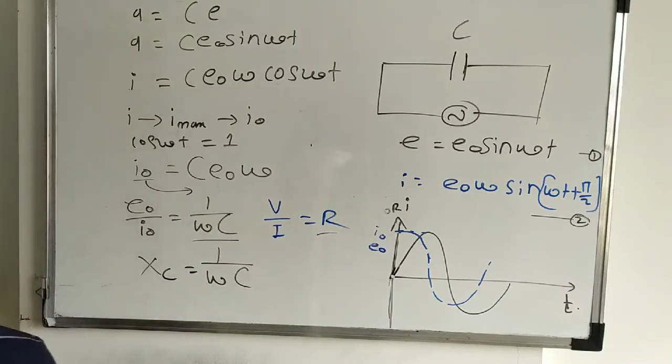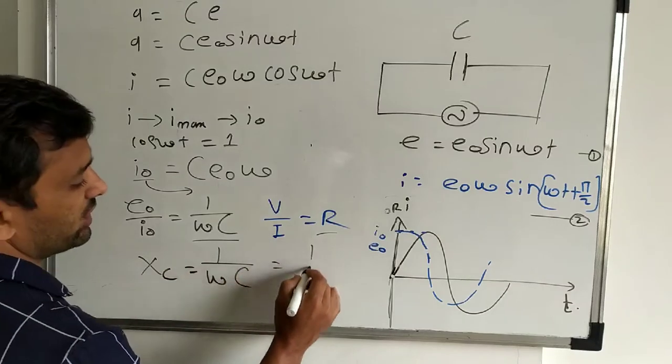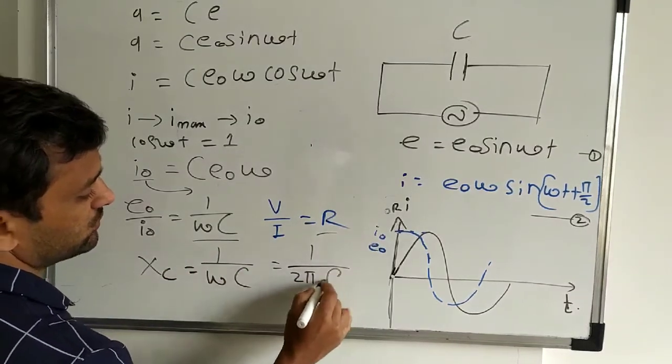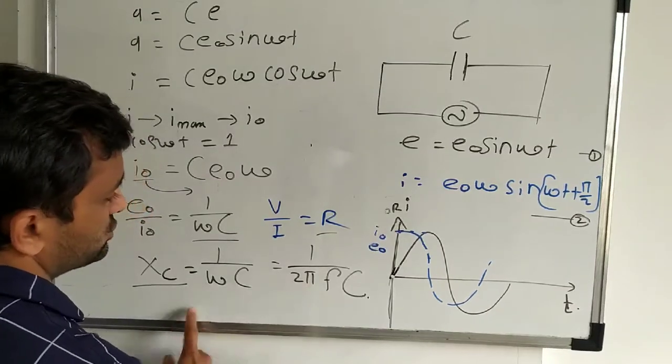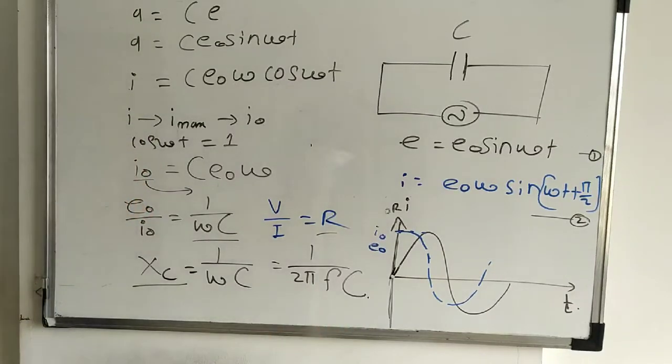As in the previous topic we have seen, what is omega? Omega is given by 2 pi f. If you write the formula, then it is 1 upon 2 pi f C. So the capacitive reactance, that is the opposition offered by the capacitor to the flow of current, is inversely proportional to the frequency, and it is also inversely proportional to the capacitance of the capacitor.